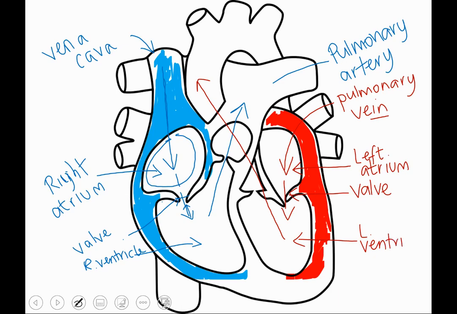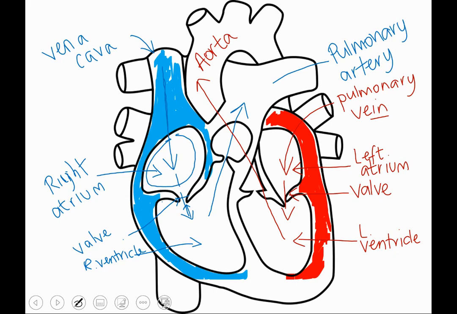And when the left ventricle contracts, the blood will flow out, and it's going to the body this time. It's filled with lovely oxygen, so it's going to go to the body tissues through this artery, because it's taking the blood out of the heart. So this artery is called the aorta. And that is the main artery that takes blood away from your heart.